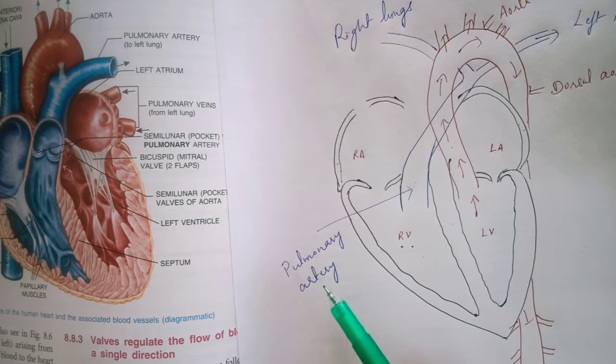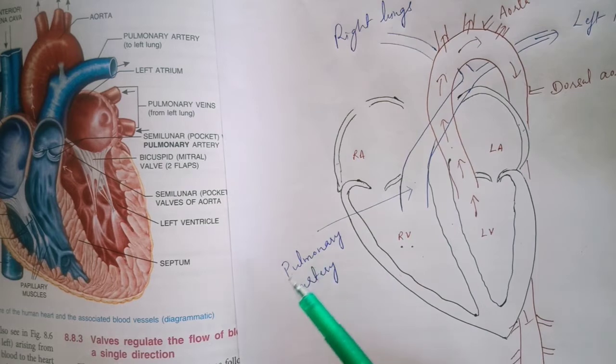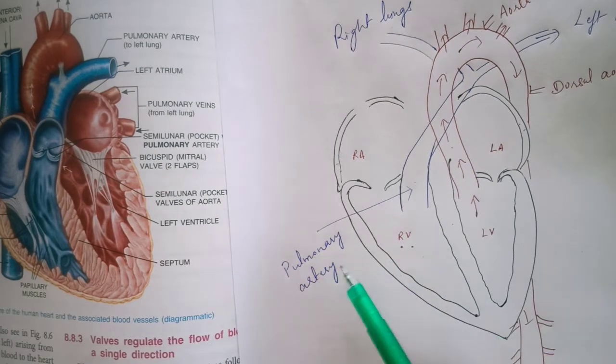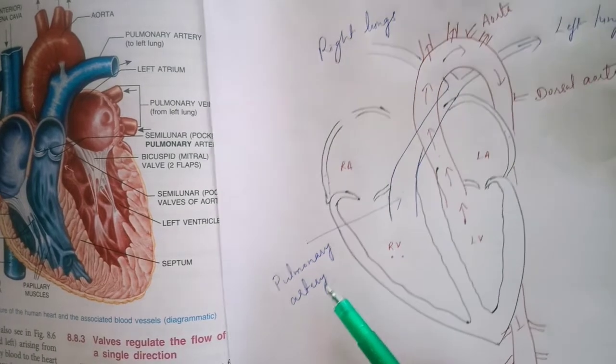Always remember, students, that the term pulmonary is associated with the lungs. Pulmonary arteries means arteries supplying blood to the lungs. Pulmonary veins means blood vessels which are carrying the blood from the lungs to the heart. Okay, so that is about the pulmonary.